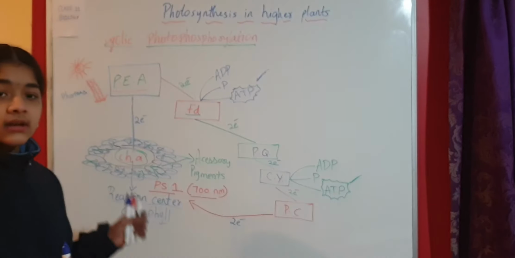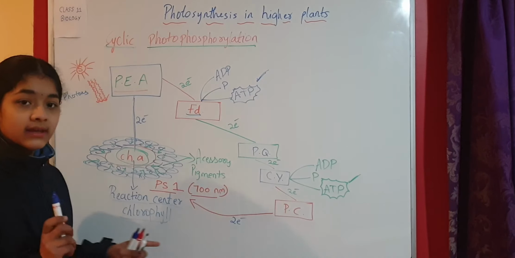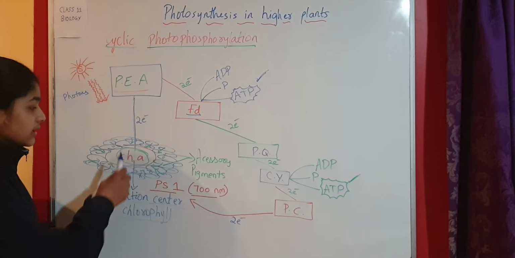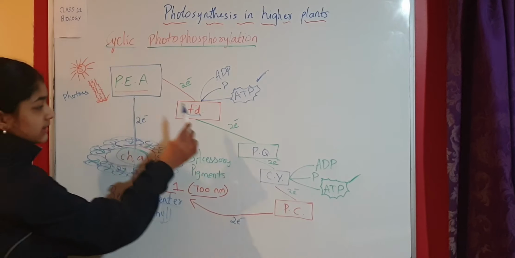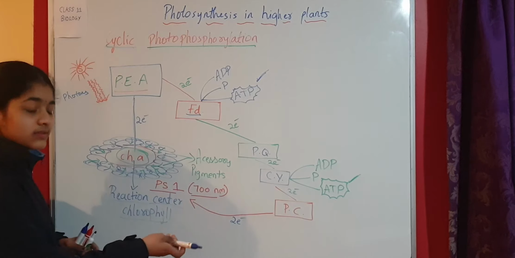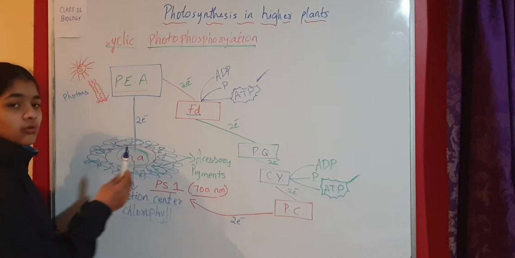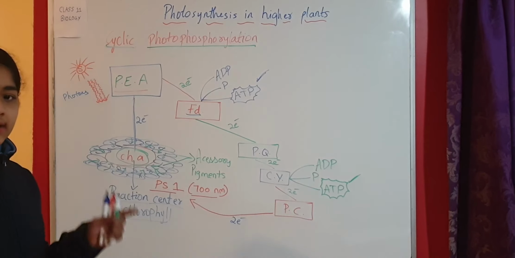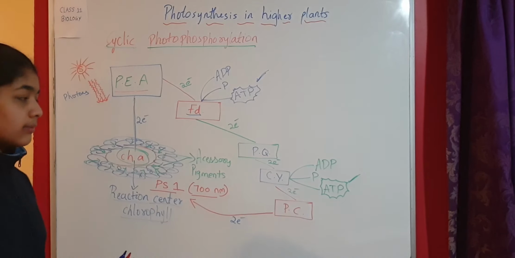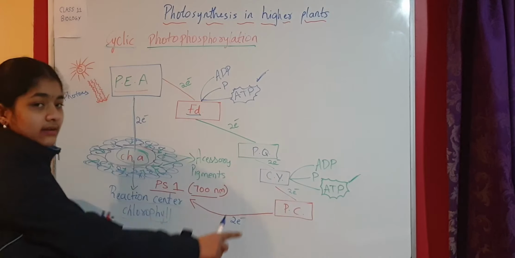When we looked at non-cyclic photophosphorylation, the pair of electrons never came back to the position where it started. Here it's not like that, it's another case. It started with chlorophyll A of PS1, which absorbs 700 nanometer, and it came back to its own position again. That's why it's called cyclic photophosphorylation. Why cyclic? Because it's in the form of a cycle, again coming back here like that.